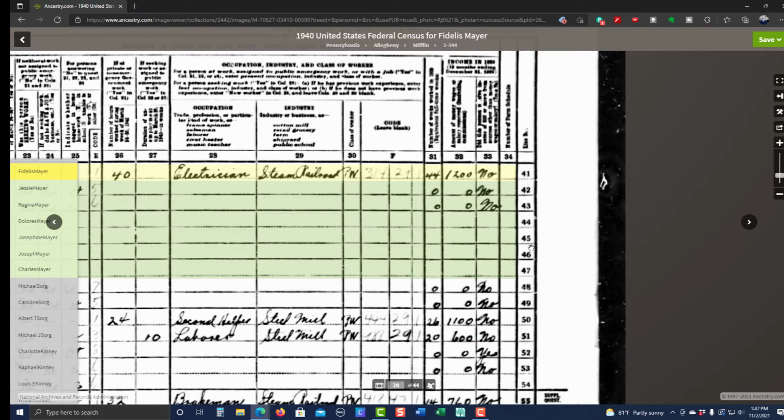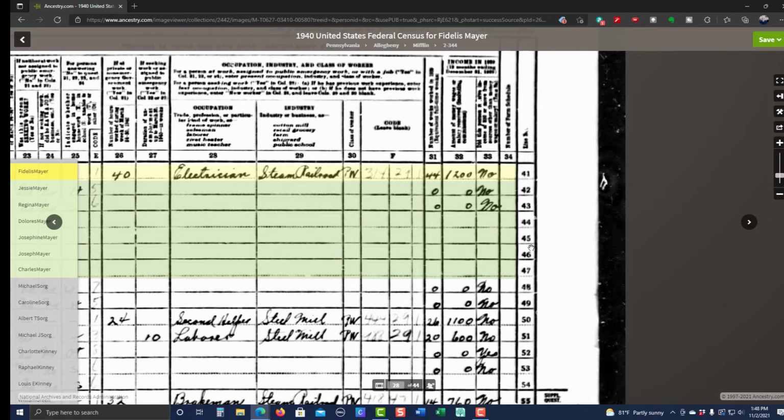So Albert Sorg earned almost as much as Fidelis Mayer, but worked just 26 weeks as opposed to Fidelis's 44 weeks. That's kind of interesting. So you can see all kinds of stories and things you could think about while you go through all this detailed information about these people, your ancestors, details about their lives that the census can provide.